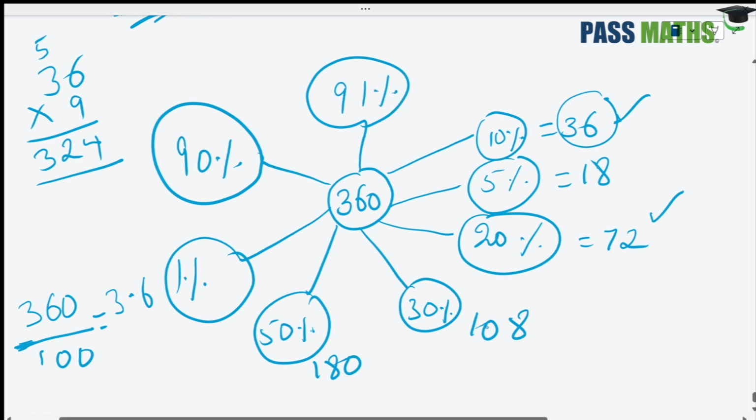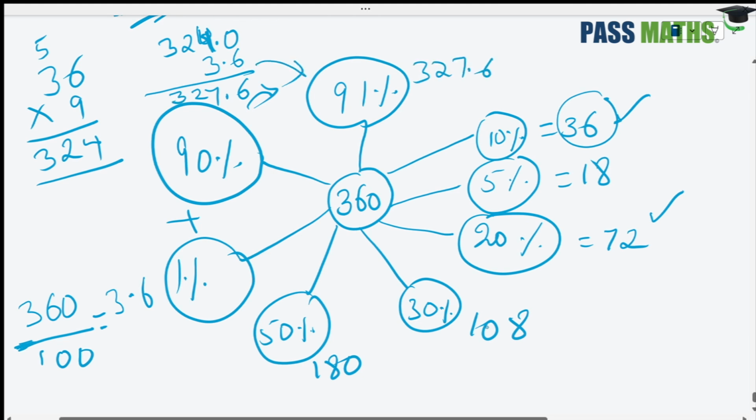What do we do? We add them together, and they give you the answer here. So 324.0 plus 3.6. 6 plus 0 is 6. Decimal. 7, 2, 3. That is your 327.6.